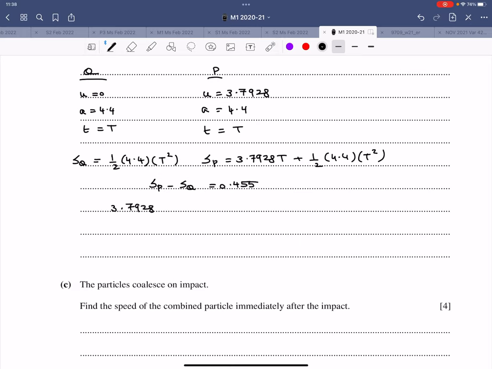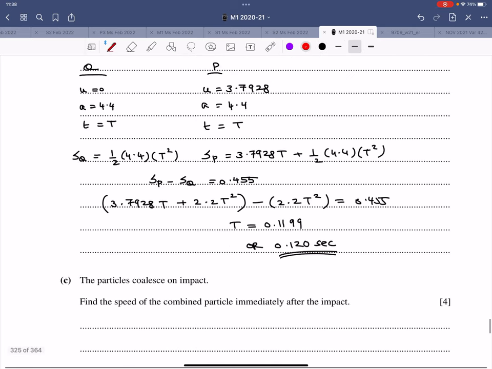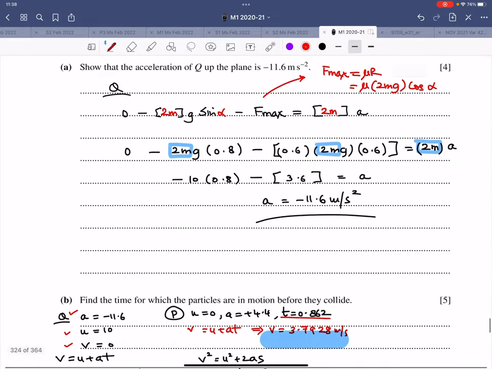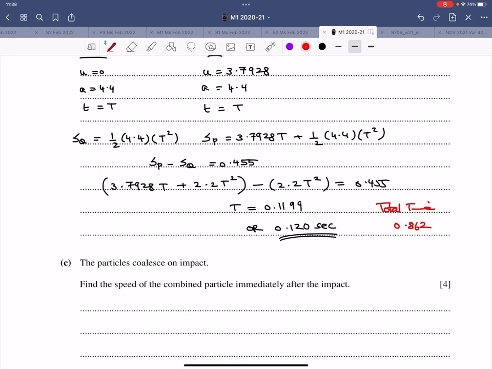When you solve this equation, you get 3.7928t plus 2.2t square minus 2.2t square, that is equals to 0.455. You solve and you get the value of t to be 0.1199 or 0.120 seconds. That is the answer for this part. So now this is what actually is happening. So what is the total time taken? The first time was 0.862 seconds. So that is 0.862 plus 0.120. This adds up to 0.982 seconds.